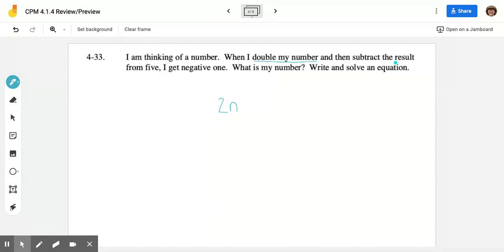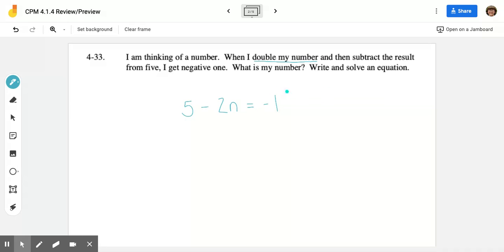And then subtract the result from 5. So I'm taking this away from 5. So I started with 5, I subtracted 2 times the number, and I get negative 1 when I'm done. So that's the equation that we're working with.